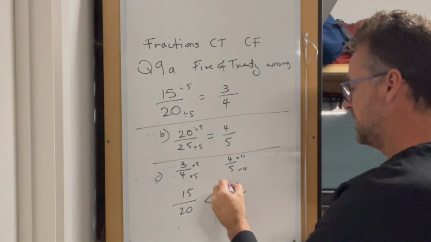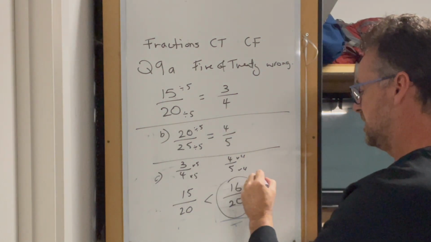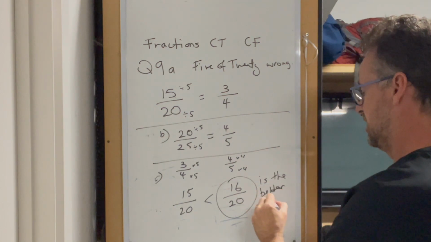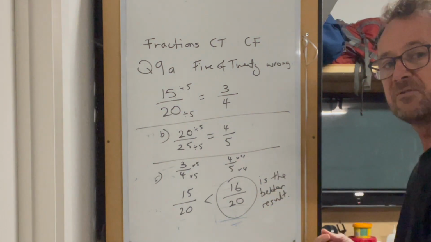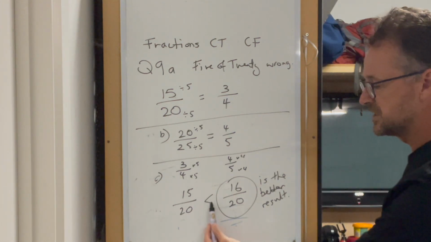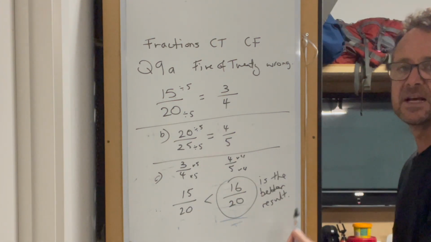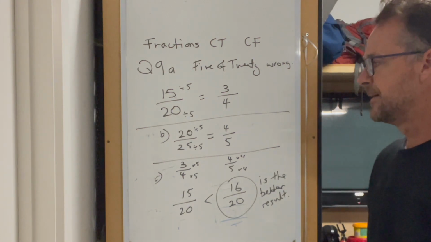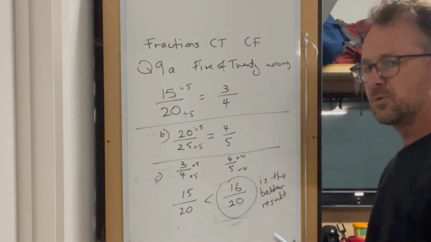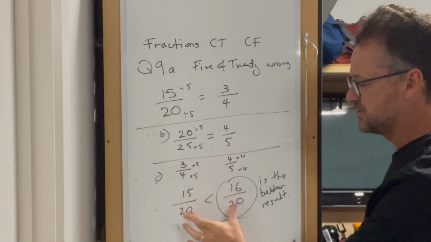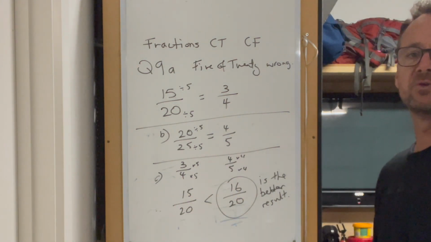So this one is the better result. All right, and you can see what I've done here. I've shown that this one is less than. I've circled the one that I'm choosing, and I'm making a written comment to say this is the better result. And all the time going back to, well, I've proven it because I've shown that these fractions become these common denominators, and then we can do a fair comparison.